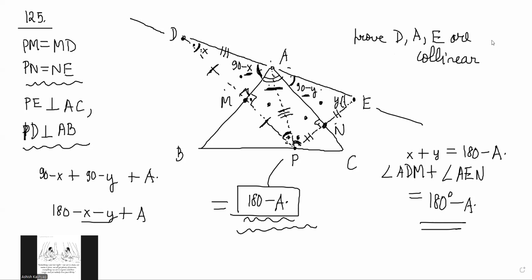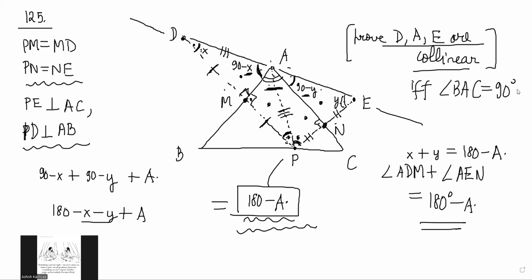Oh, wait. I have misunderstood the question. I have not read the question properly. I have to prove that this is collinear if and only if angle BAC is 90. That's the last part of the question which we are not reading. And nobody is saying that you are not writing the question completely.